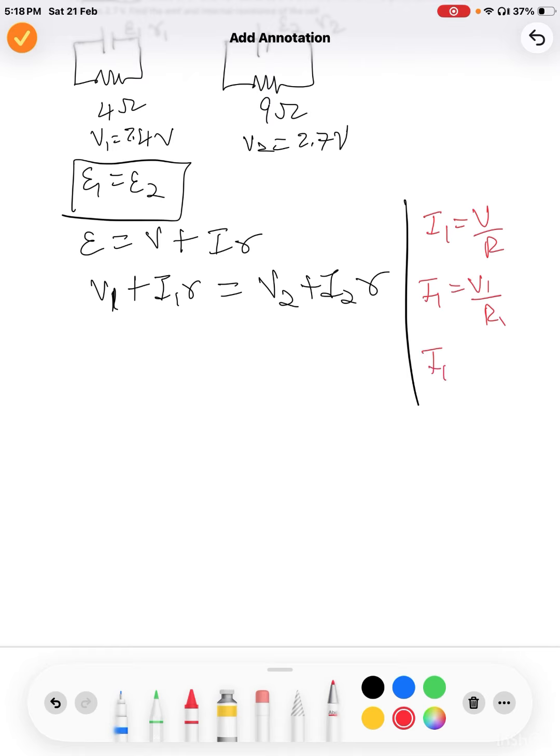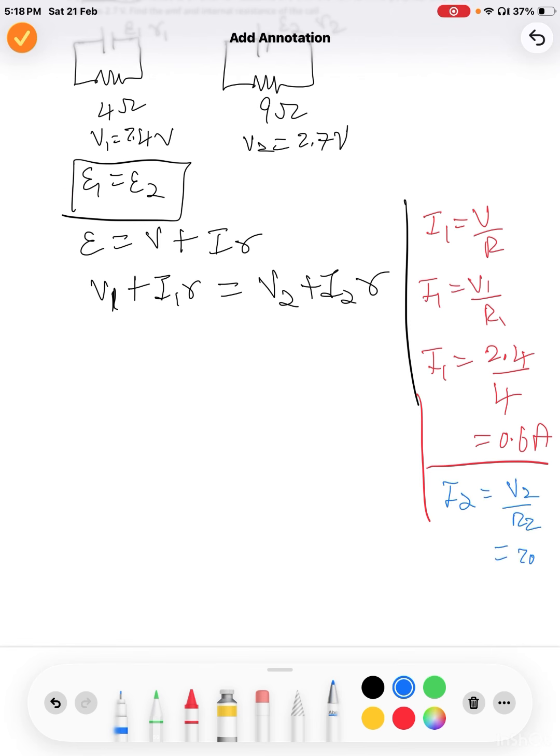So I1 equal to V1. What is the V1 value they given? 2.4 by R1. R1 is 4. That becomes 0.6 ampere. I1 is 0.6. Similarly, we can find I2. What is I2? So V2 by R2. What is the V2 value they given? 2.7 volt by 9. So 27 by 9 is nothing but 0.3 ampere. That is the I2 value.